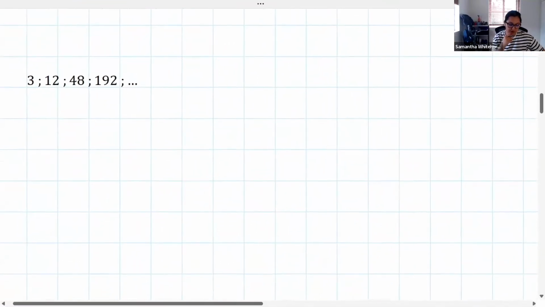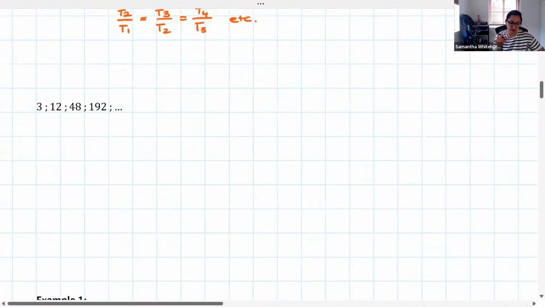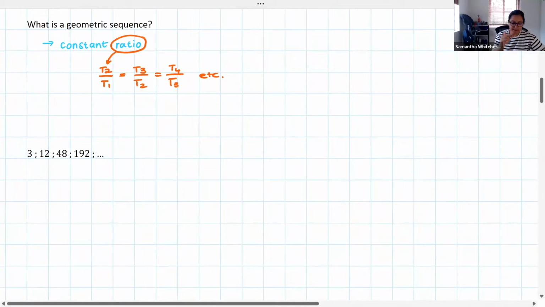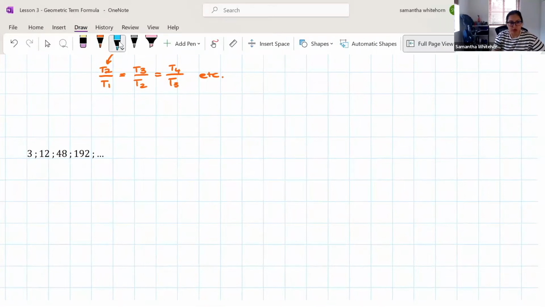So if we have a look at this very first basic example, we are going to identify just what's going on in this pattern. We don't need to find general terms yet, nth terms, nothing like that. We just want to see how I am able to see that a pattern or a sequence is actually geometric. Okay, so what I have here is 3, 12, 48, 192.